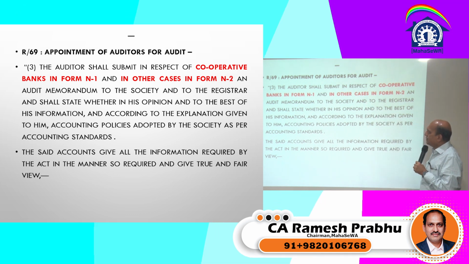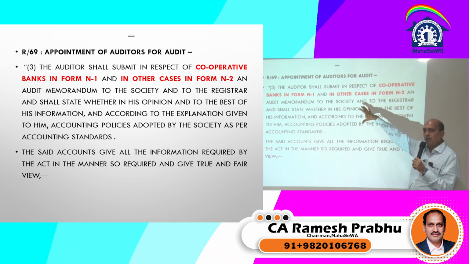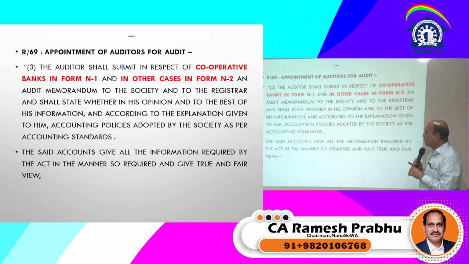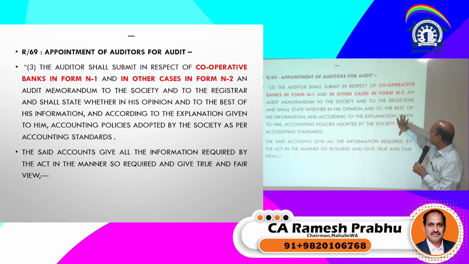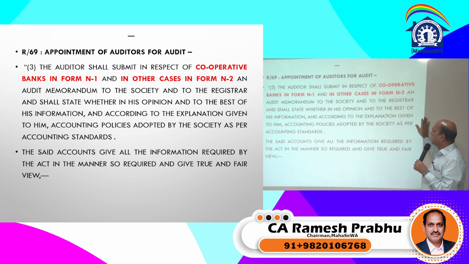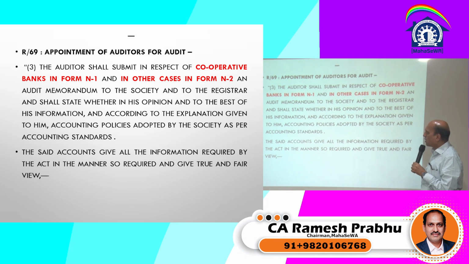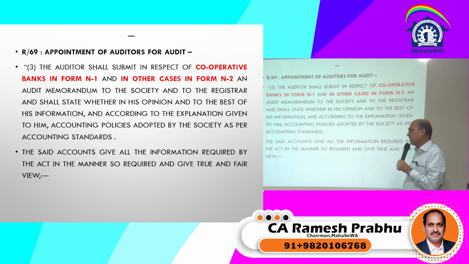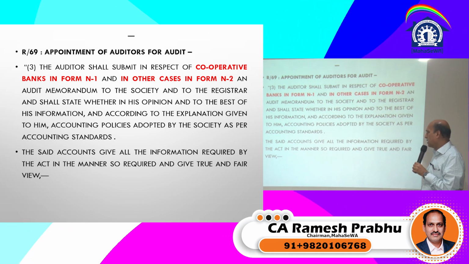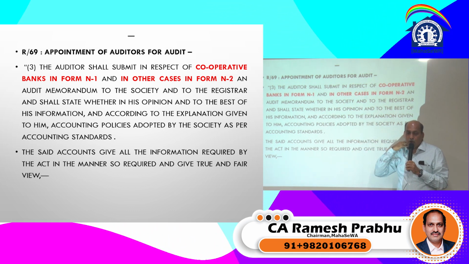Appointment of auditor for audit. Auditors shall submit in respect of cooperative banks. What is the audit format? Rule number 69 gives you the format. That is N1 for the banks, and N2 for other types of societies. An audit memorandum to the society and the registrar, and shall state whether in his opinion, to the best of his information and according to the explanation given to him, accounting policies adopted by the society as per the accounting standards have been followed. The said accounts give all the information required by the act in the manner so required and give a true and fair view. That means the audit report also has a format that has been given.